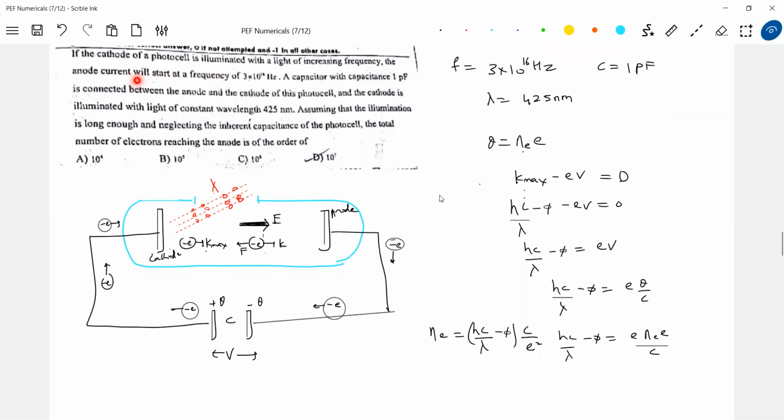The anode current will start. So the photoelectron emission will occur only when the frequency is greater than the threshold frequency. This is the threshold frequency he is giving. So how to replace the work function? Shall we write here h f naught should be equal to the work function. So in place of the work function, what should I write? h f naught. So what is f naught? f naught is this one.